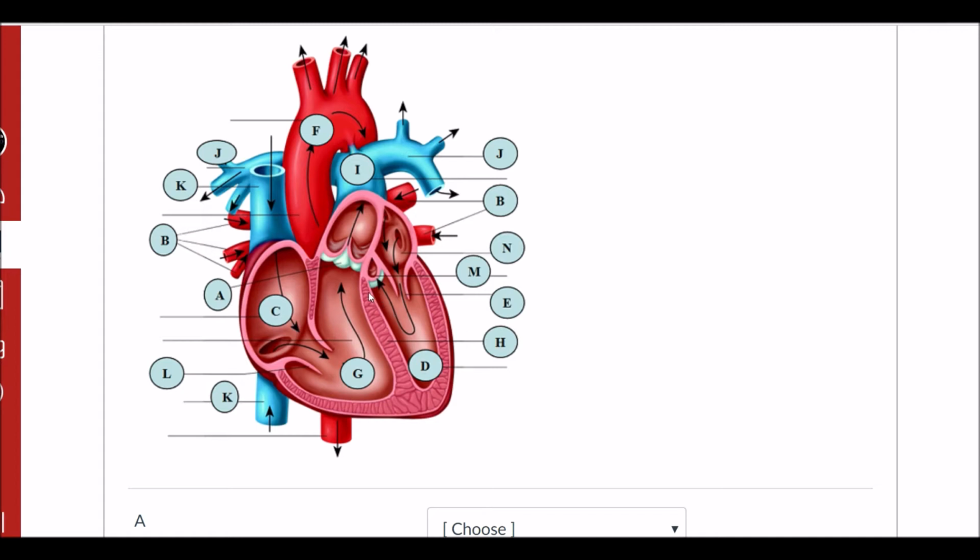H. Now it's this divider in the middle. That is in between the ventricles, so it's the interventricular septum. So that's H.